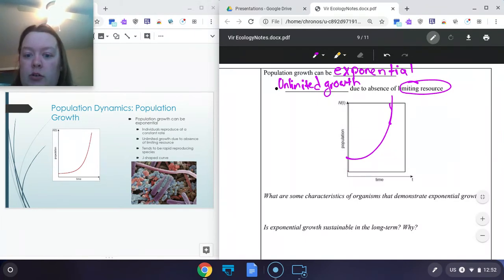So let's take a look at our questions here. What are some characteristics of organisms that demonstrate exponential growth? Typically, except for the human population, organisms that exhibit exponential growth are going to be small, and they reproduce quickly.